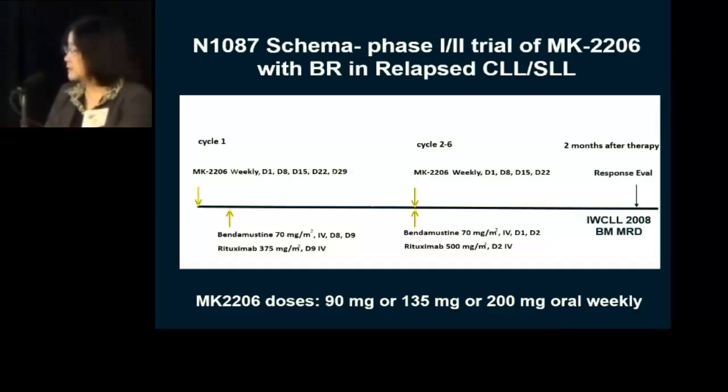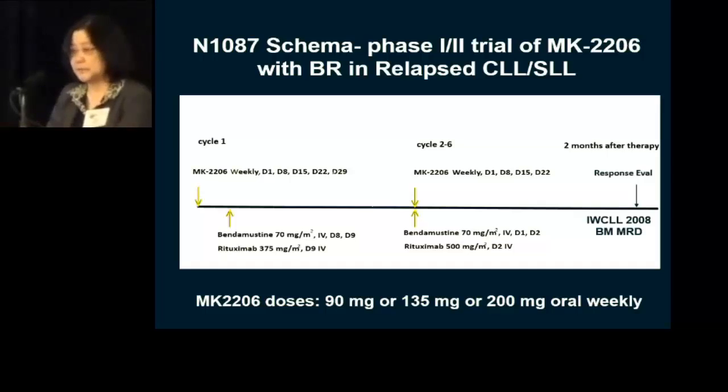For cycle 1, we have 1 week run-in of MK-2206. I should mention MK-2206 has a relatively long half-life, about 3 or 4 days. That's why the dosing of this agent is once per week. So this is also different from other signal inhibitors. And starting the second week of cycle 1, we use the standard dose of the BR as developed by the German CLL group. From cycle 2 to cycle 6, we started the 3 agents together. Specifically, the rituximab used was 500 milligram per square meter.